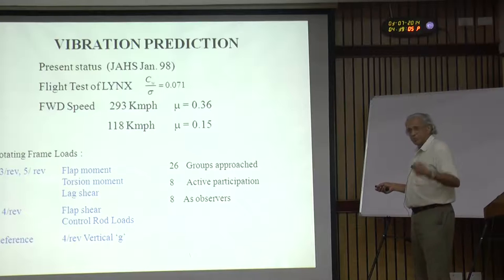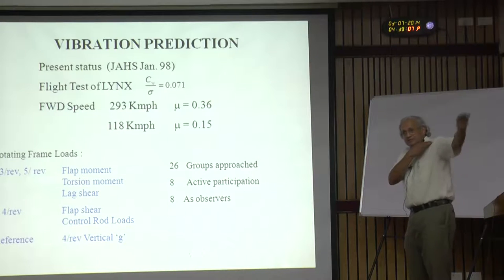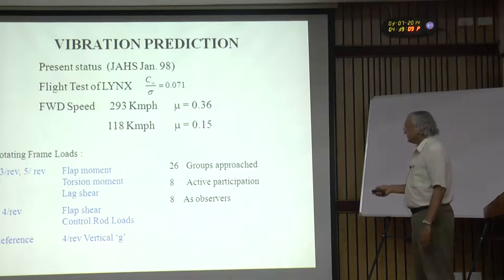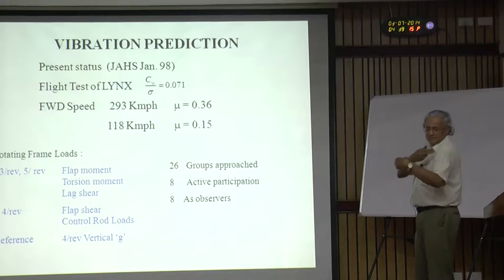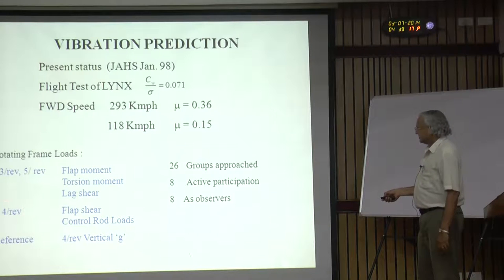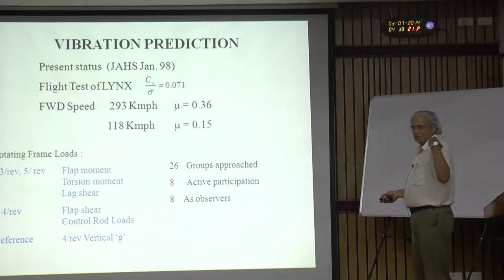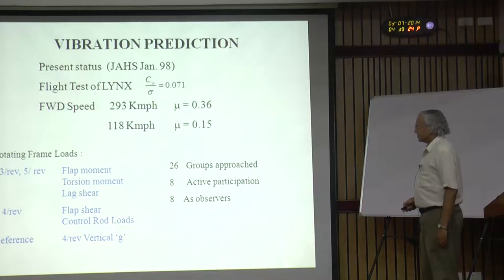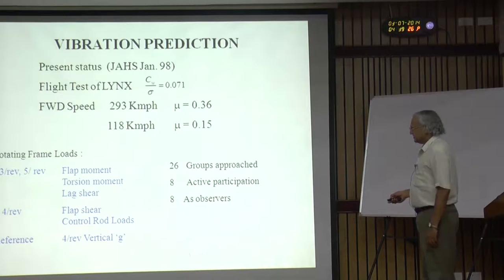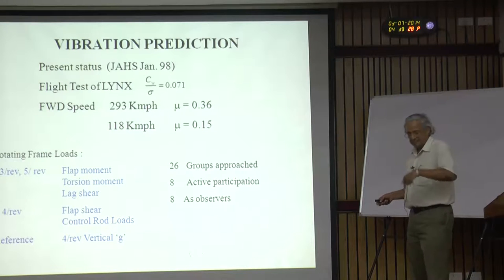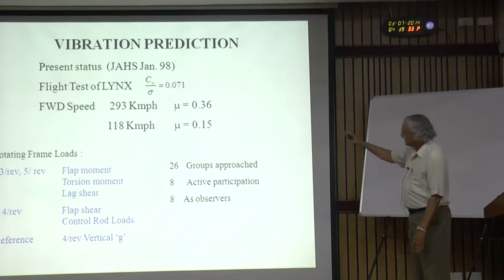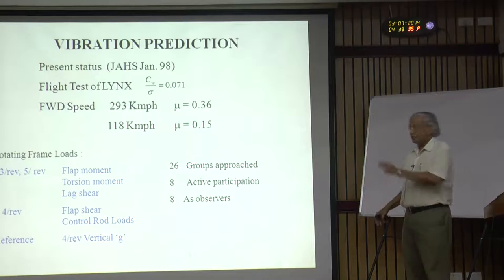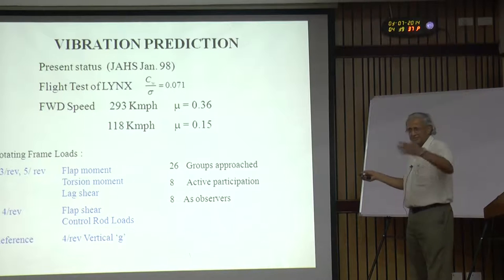They measured the flap moment. Moment means bending moment at the root of the blade in the flap direction. And then torsion moment and lead-lag shear load at the root. Then four times the frequency, flap shear load, and then control roll loads. And they took 4G vertical vibration at the pilot and the co-pilot in the cockpit. These data were measured for a helicopter, not full data.